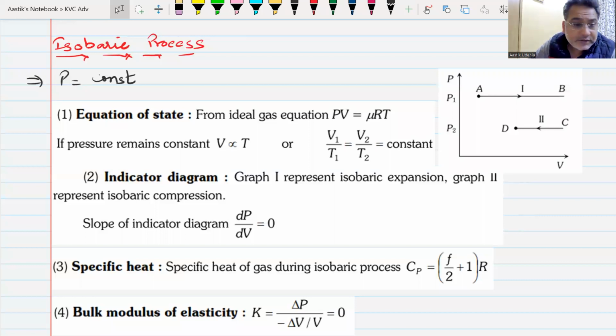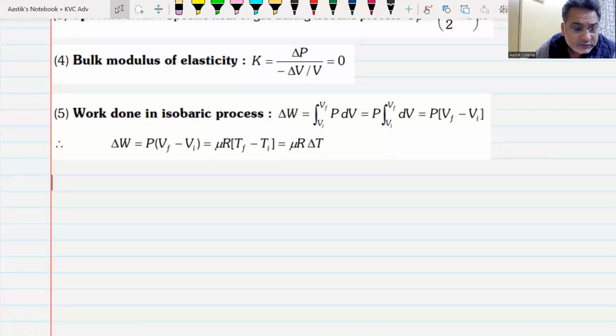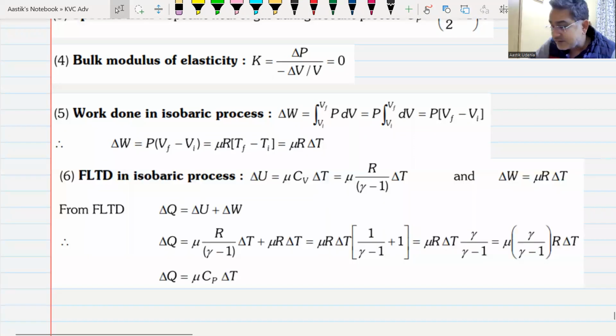We have gone up till bulk modulus of elasticity. We have already seen the work done in this process. Yes or no? P into V2 minus V1, and we can write it in various ways, R into T2 minus T1. We already did that. Heat required in this process will be nCv delta T. Yes or no? nCp delta T. Yes or no?